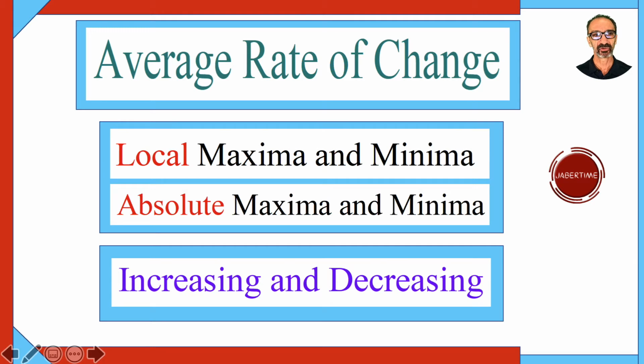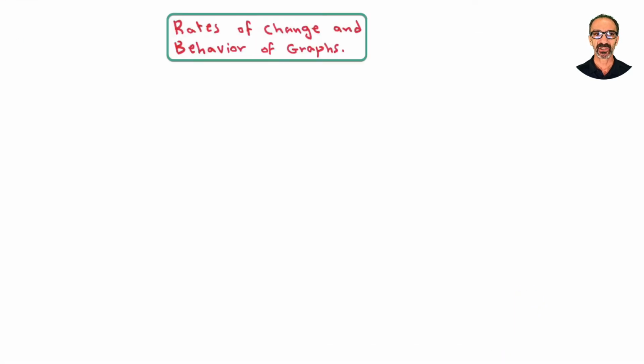Today I'm going to go over the rate of change, the average rate of change, local maxima and minima, the absolute maxima and minima, and increasing and decreasing. Rates of change and behavior of graphs.